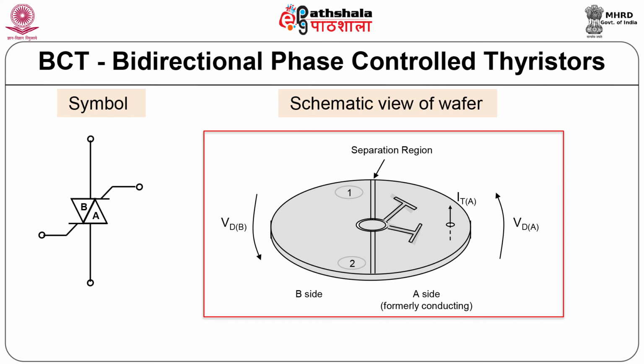A major challenge in the integration of two thyristors is to reduce crosstalk between the two thyristors. Region 1 and region 2 as shown in the diagram are the most sensitive with respect to surge current. The maximum voltage rating of BCT is 6.5 kilovolt and current can be as high as 3 kiloampere.